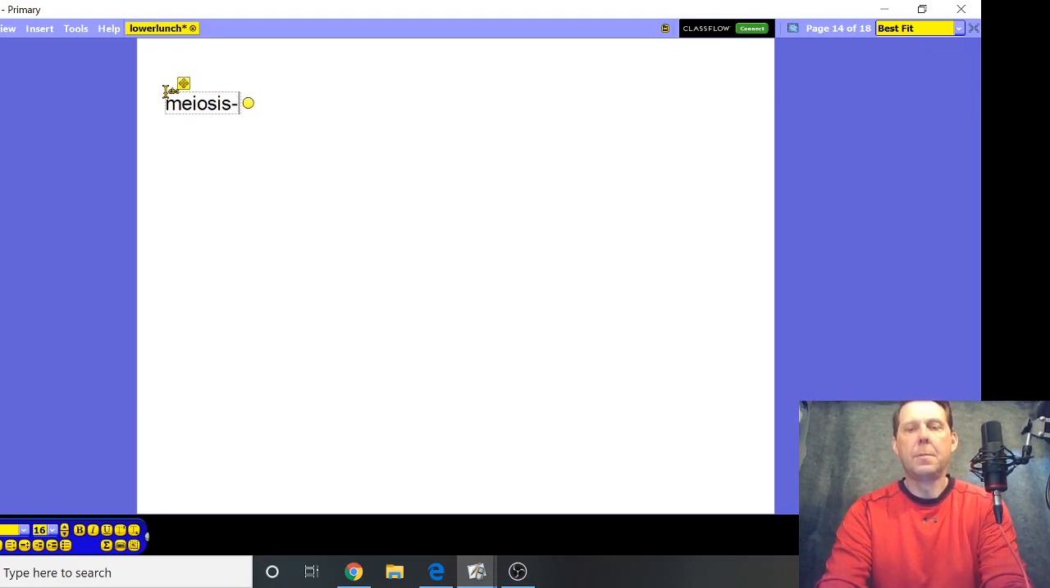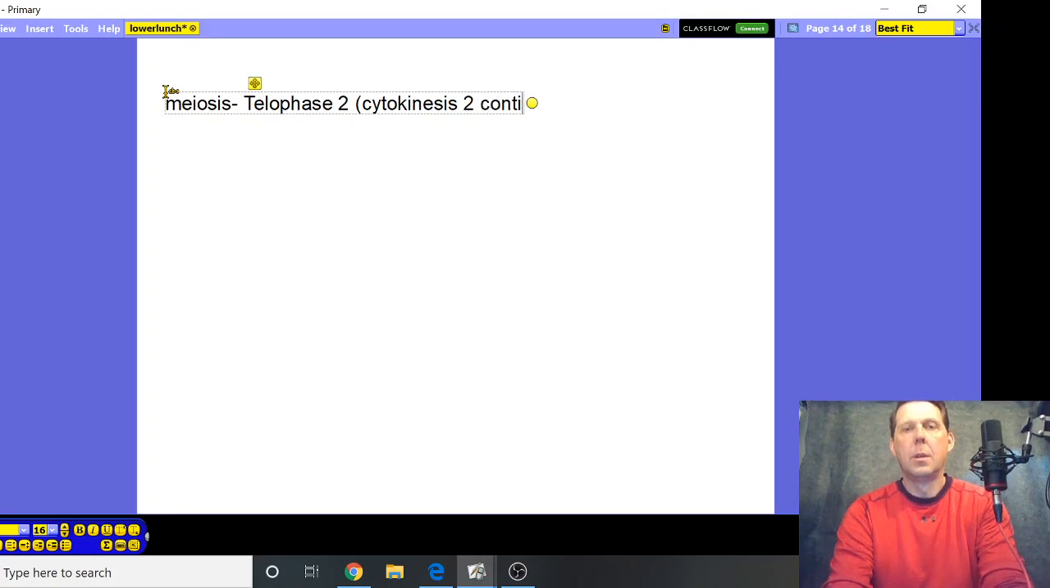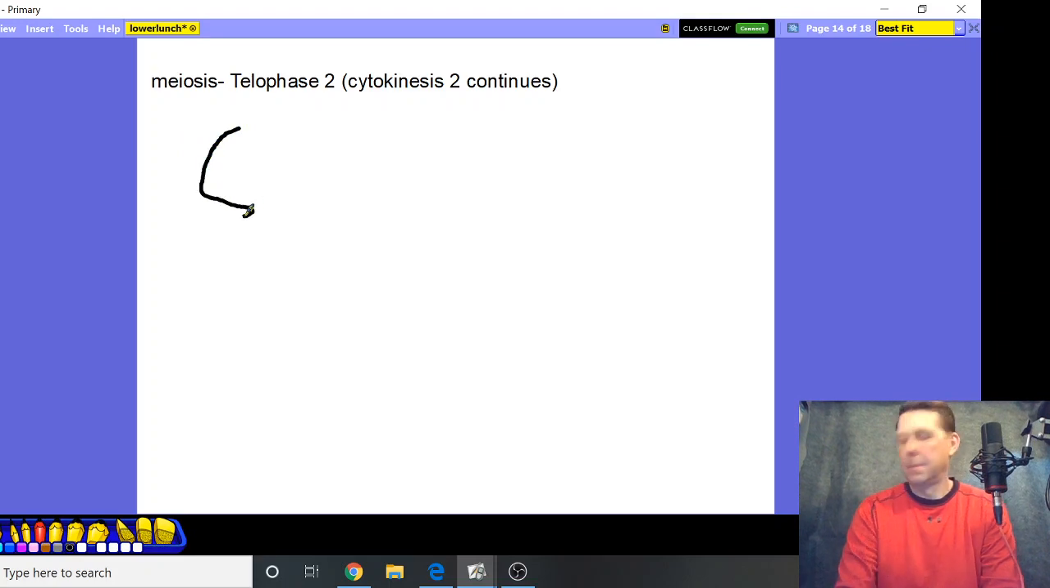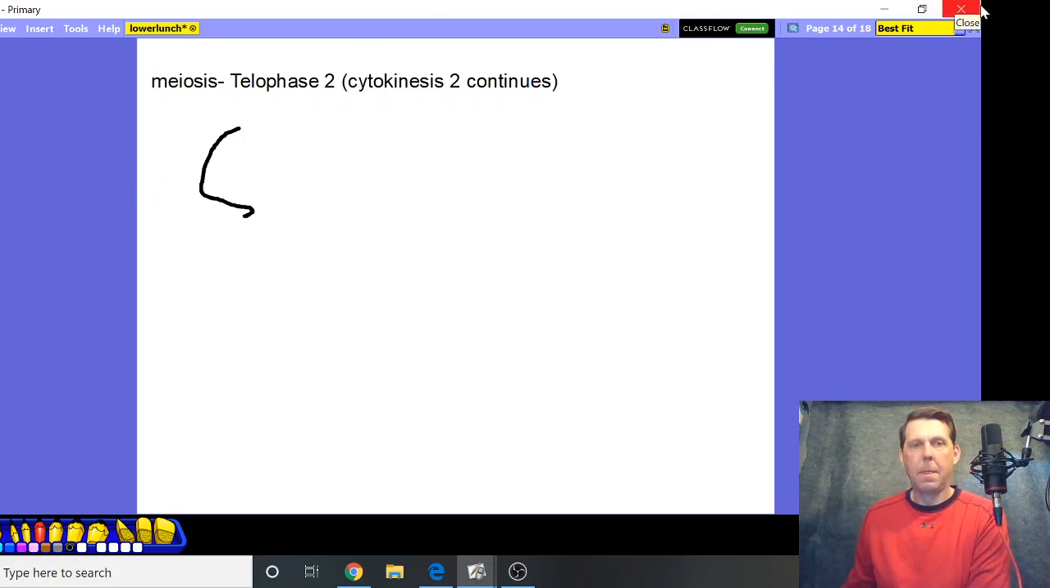And we are now in telophase 2. Cytokinesis continues. Cytokinesis 2 continues. All right, so this should be even more deeper cleavage furrow. See if I can switch to this mouse and it'd be better. Only slightly better.